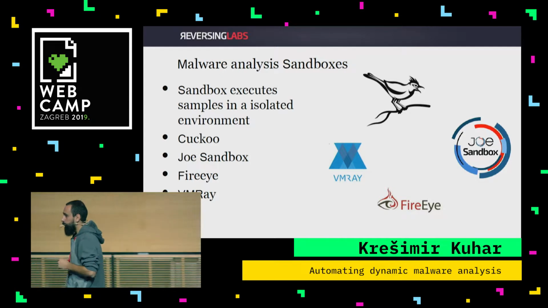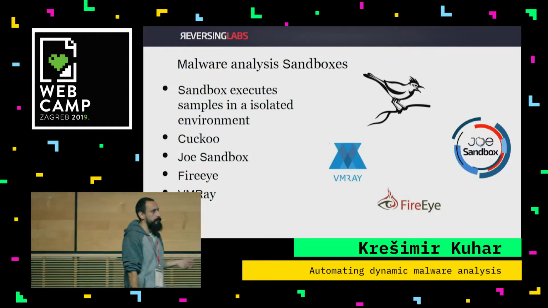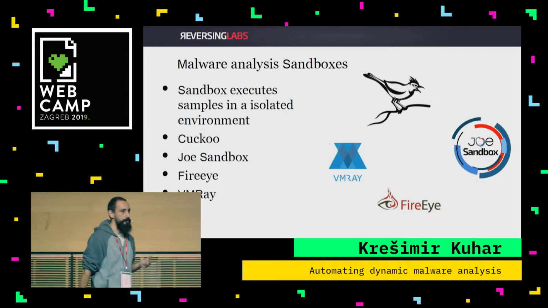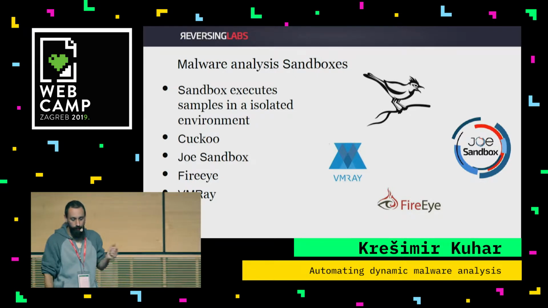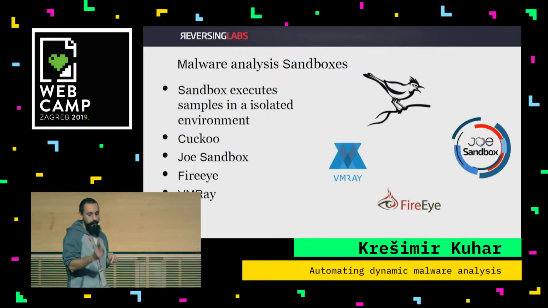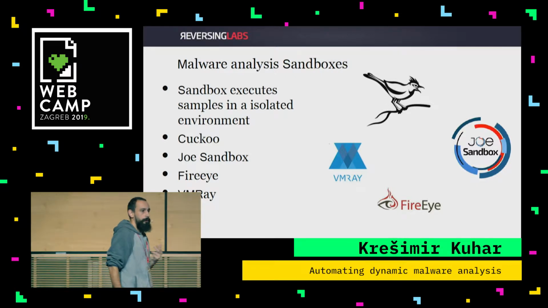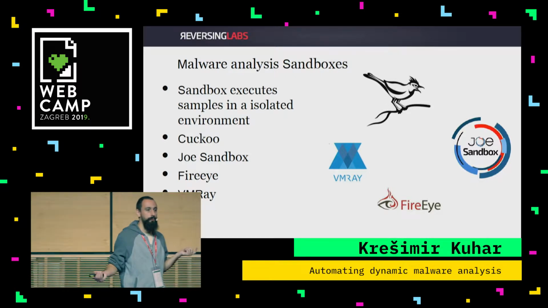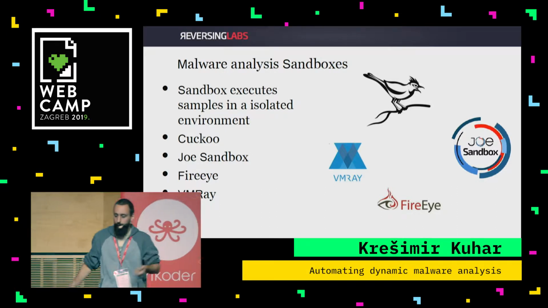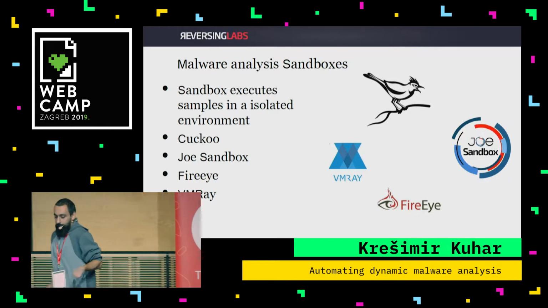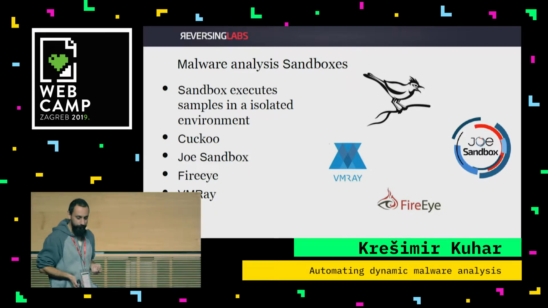So, what we use for dynamic malware analysis is software called malware analysis sandboxes. They basically execute the samples in a virtualized environment and track the behavior of the sample. Some of them are Cuckoo, Joe Sandbox, FireEye, and VMRay. At Reversing Labs, we use the first three. We don't use VMRay yet. If you want to try it yourself, I would recommend using Cuckoo because it's open source and free. You can download it from GitHub. You can modify it and run it at home, maybe on your dad's computer, but I wouldn't recommend it.